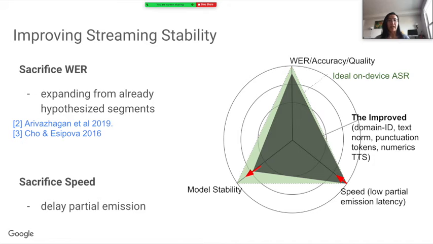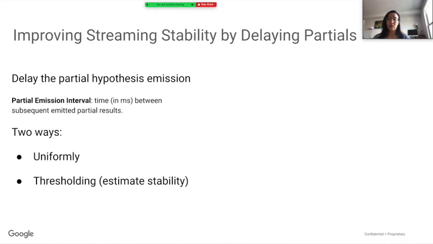But there's another way to improve model stability, which is to sacrifice the speed at which partial results get emitted. And we call this delaying partial emission. First, we would like to define what it means to delay partial emission and how we can measure it. In this case, partial emission interval is defined as the time in between subsequently emitted partial results. There are two ways to delay partial hypothesis. One is to uniformly delay the partial emission.